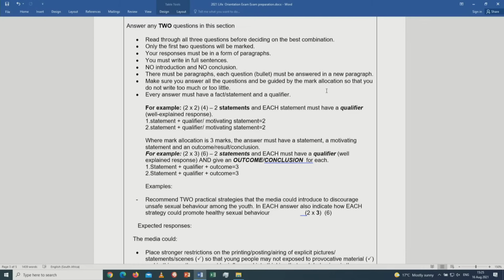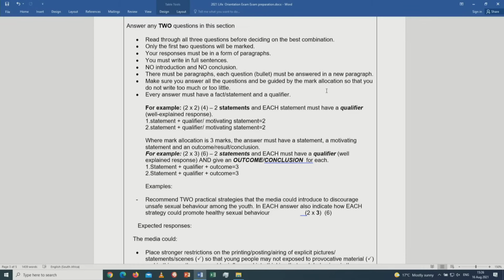The first bullet must have its own paragraph. When you move on to the next answer or the next question, which is the next bullet, you must skip a line and then write a new paragraph where you are responding. Moving on to the next bullet, you must also skip a line so that there is a clear distinction of which responses are for which questions.